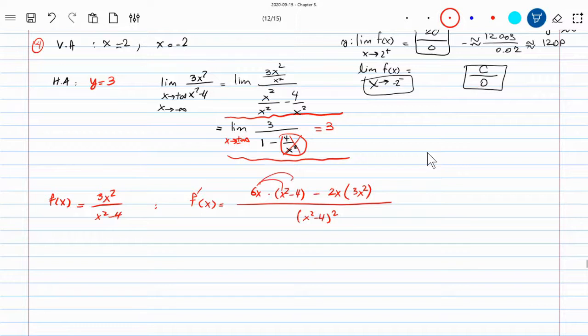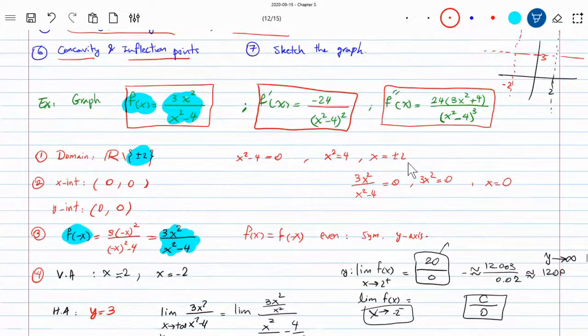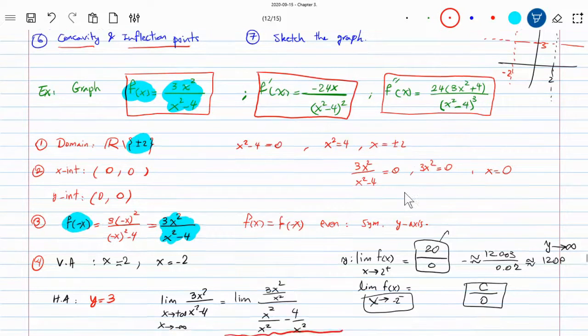Distribute this and subtract it from the other one. 6x times x squared is 6x cubed, and here you have another 6x cubed, so these two will cancel out. And negative 6 times, yeah, so there should be an x here. Negative 24x over x squared minus 4 squared. There you go.